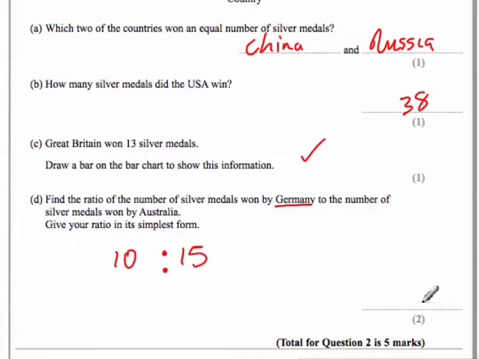But we don't write that there because they've said, give your ratio in its simplest form. That means just like we can cancel fractions down, we can cancel ratios down. So what's the biggest number that goes into both 10 and 15? Well, 5 does. So I'm going to divide both of these by 5. 10 divided by 5 is 2, and 15 divided by 5 is 3, so we're looking at 2 to 3. And that's the ratio we're looking for. Well done.